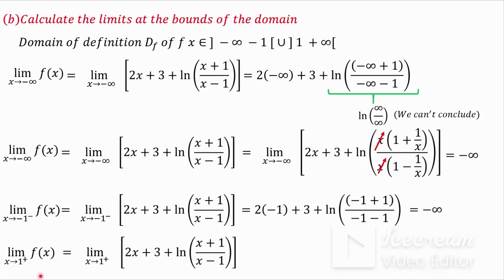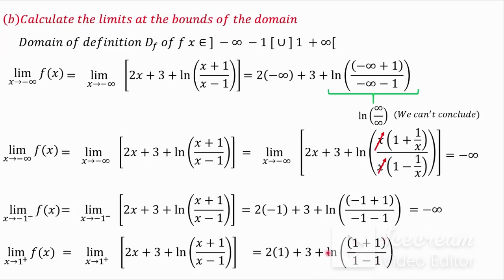So calculating the limit of f of x as x tends to 1 from above, we are going to have the limit of f of x as x tends to 1 from above to be equal to the limit as x tends to 1 from above of 2x plus 3 plus ln of x plus 1 divided by x minus 1. So replacing everywhere we see x with 1, we are going to have 2 times 1, then plus 3 plus ln of, in the numerator we are going to have 1 plus 1 divided by, in the denominator we are going to have 1 minus 1. In the numerator we are going to have 2, then in the denominator we are going to have 1 minus 1, which gives us 0.